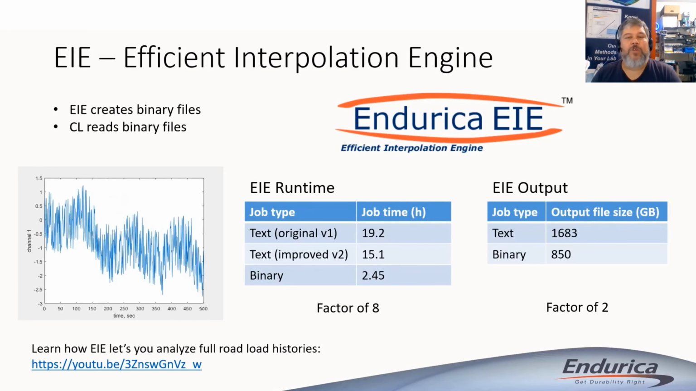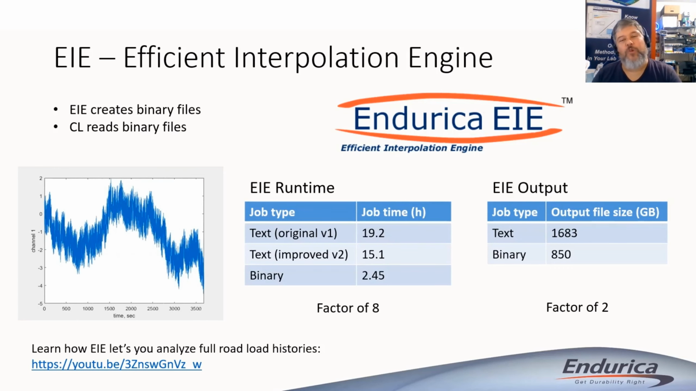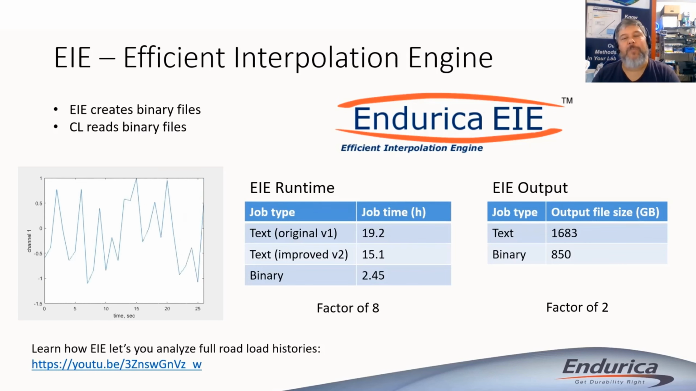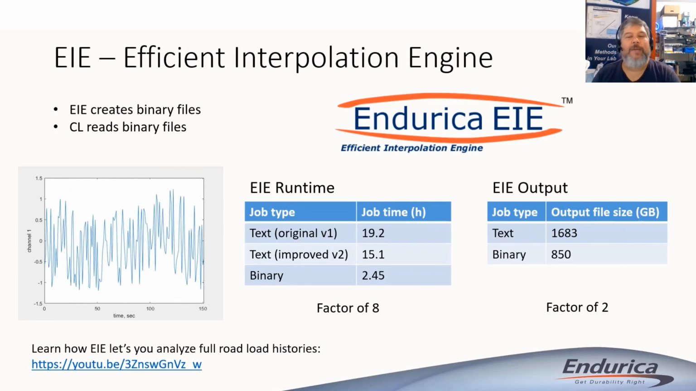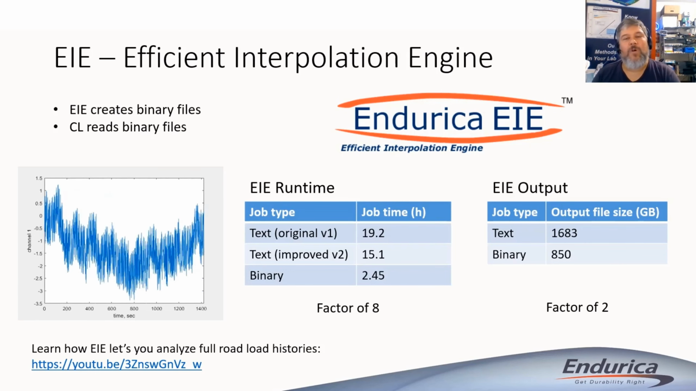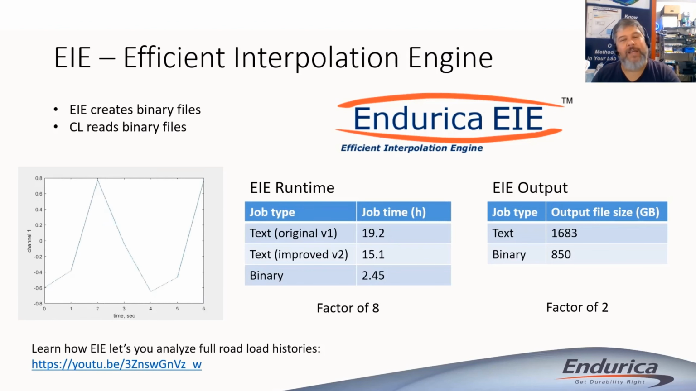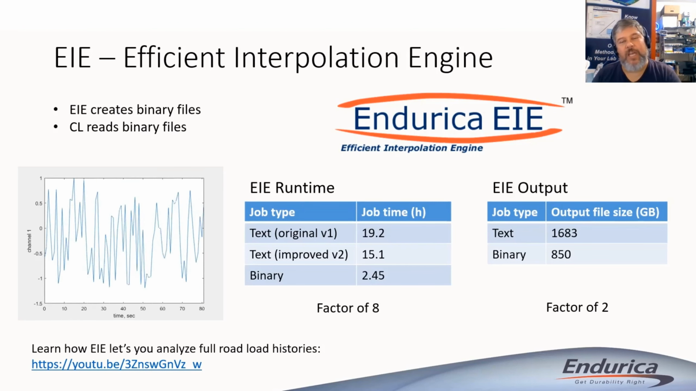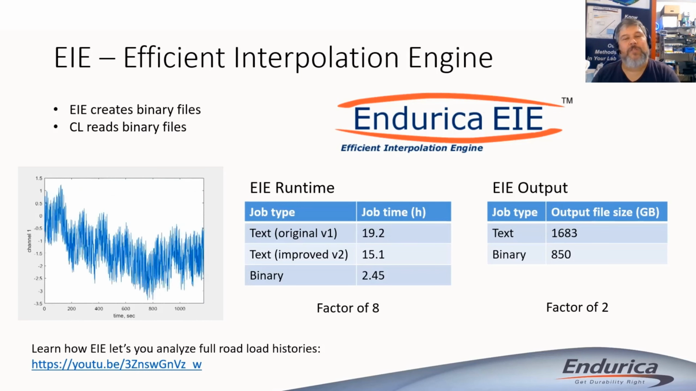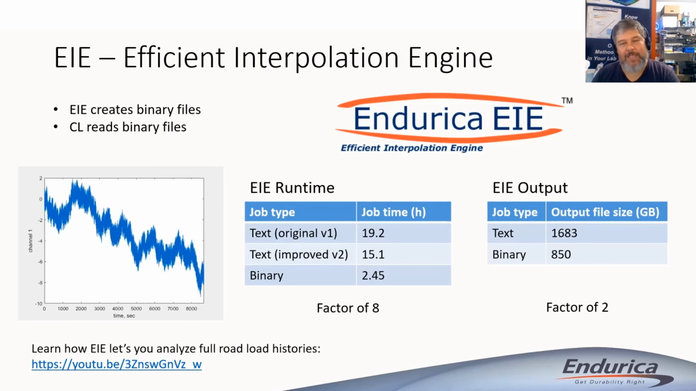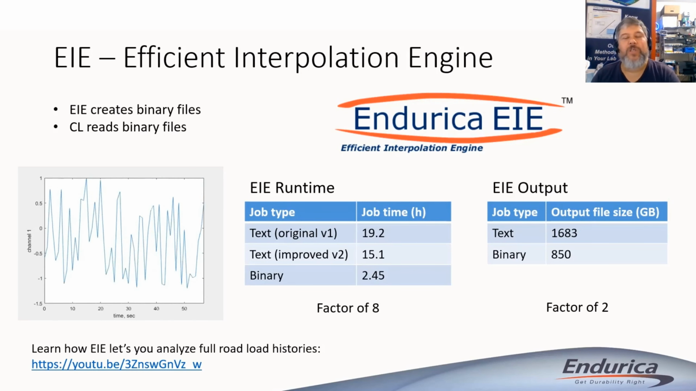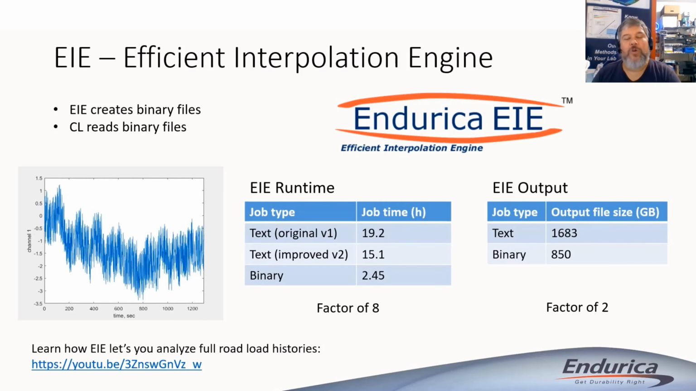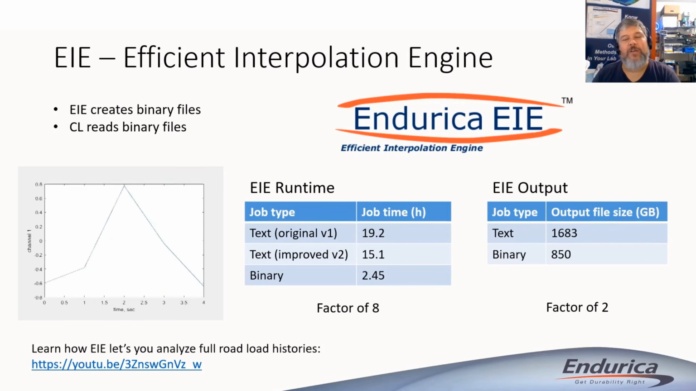And so the latest release with the new binary feature speeds things up by a factor of 8 times over the prior, and the file size is down by a factor of 2 for the same length of road load history. Since we aren't storing all the spaces and ASCII characters, we can just store the real numbers in a native binary format. Again, there's a link at the bottom of the slide here if you want to know more about EIE.